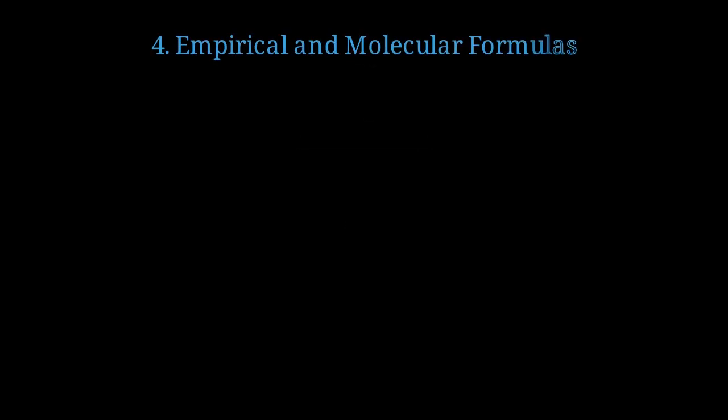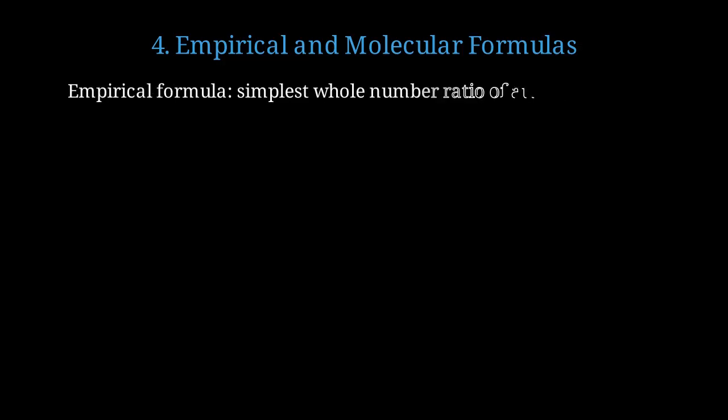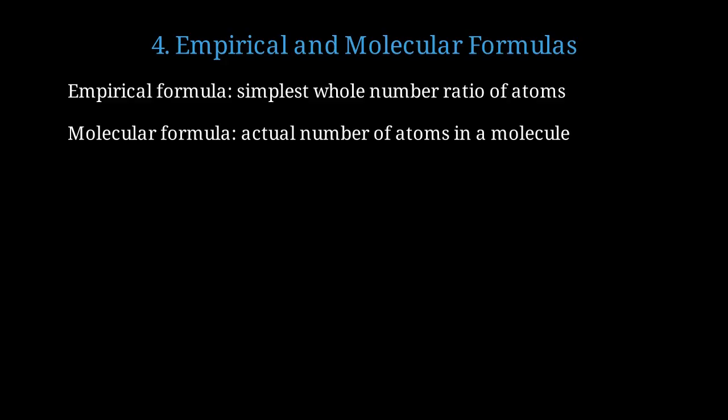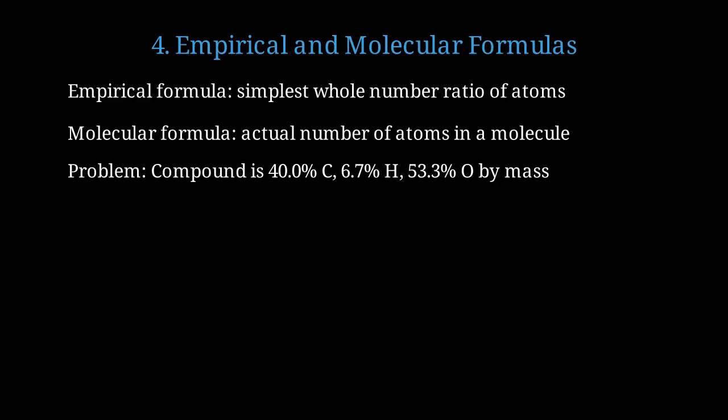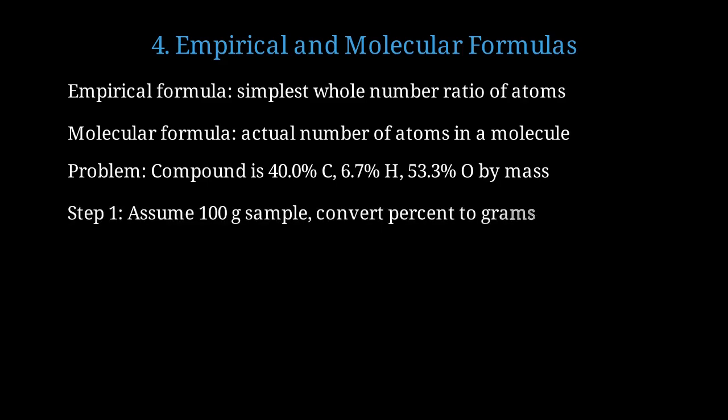Let's tackle empirical and molecular formula calculations from combustion data. The empirical formula shows the simplest whole number ratio of atoms in a compound. The molecular formula shows the actual number of each type of atom in one molecule. Let's solve a problem where a compound is 40% carbon, 6.7% hydrogen, and 53.3% oxygen by mass. First, assume we have 100 grams of the compound, so percentages become grams. This gives us 40 grams of carbon, 6.7 grams of hydrogen, and 53.3 grams of oxygen.